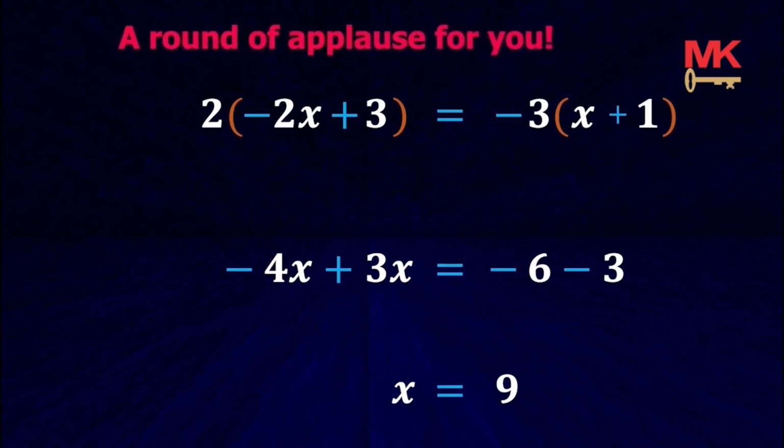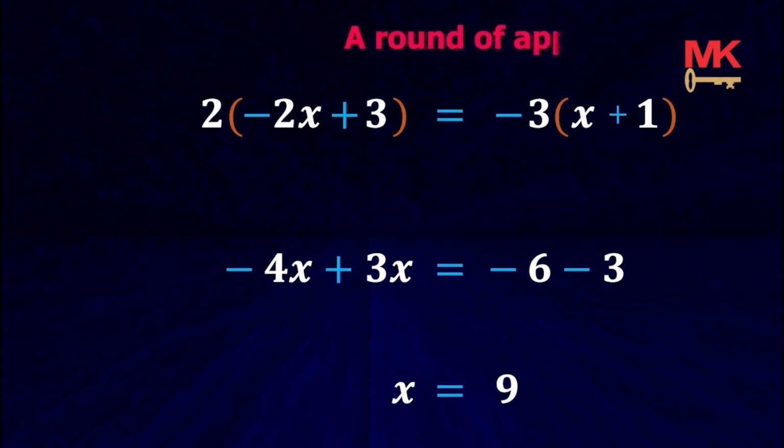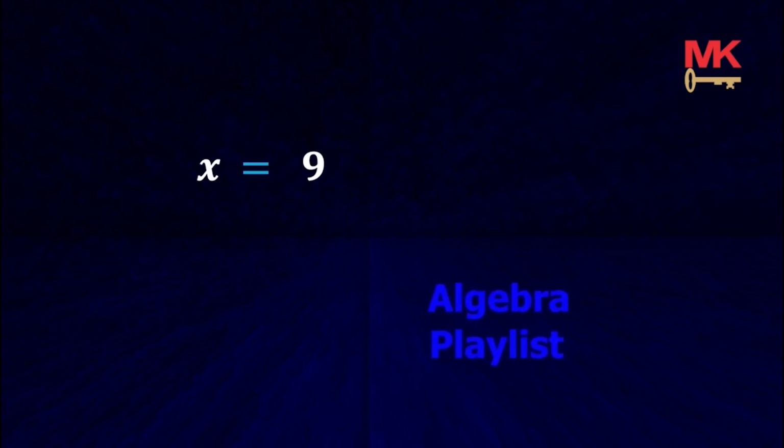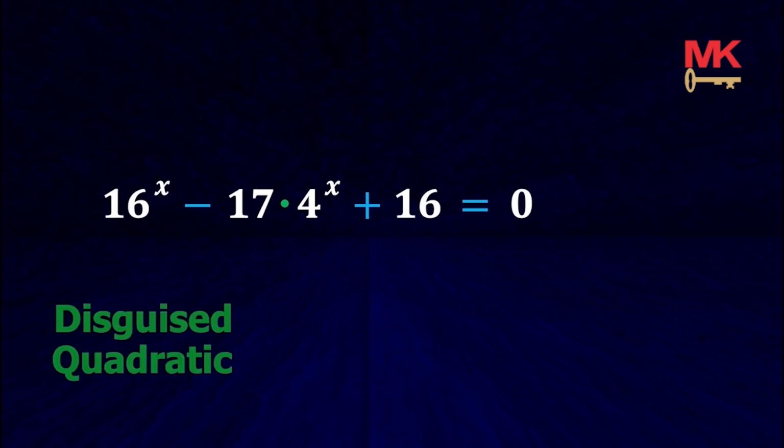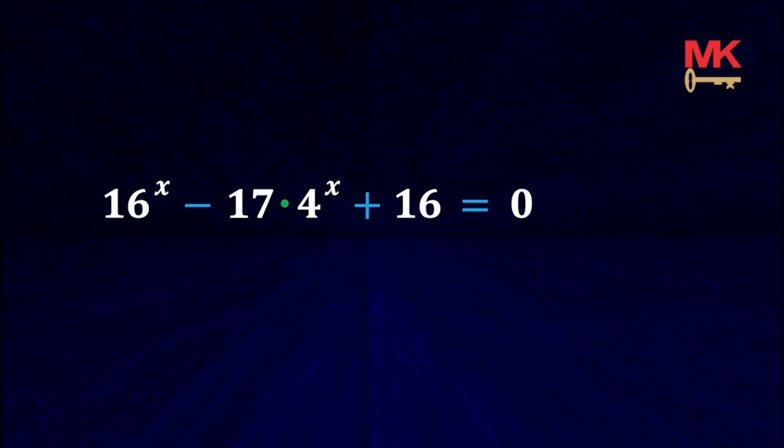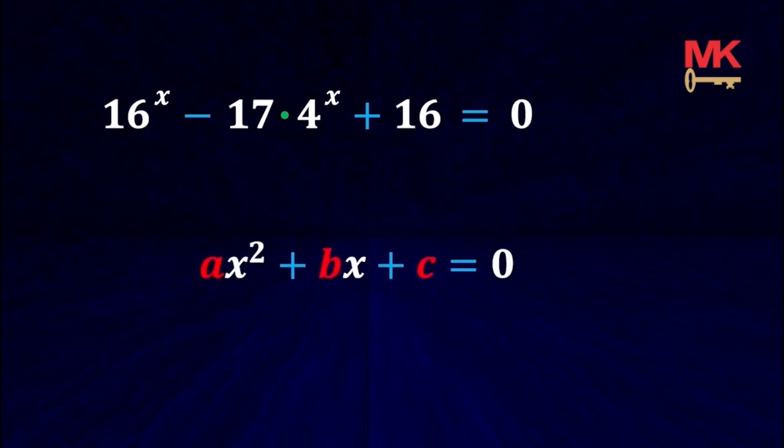If you still find it a bit confusing expanding brackets or solving linear equations, maybe you need to visit our algebra playlist for help. We are diving straight into another type of exponential equation. This type is also called a disguised quadratic equation, in the sense that by careful observation, it can be expressed in the general form of every quadratic equation, where a is not equal to 0.